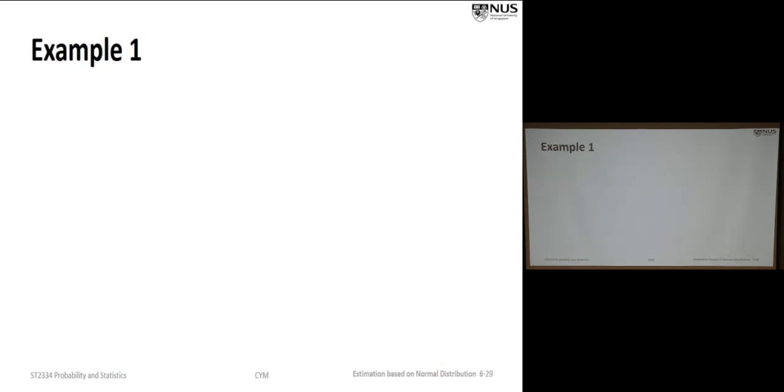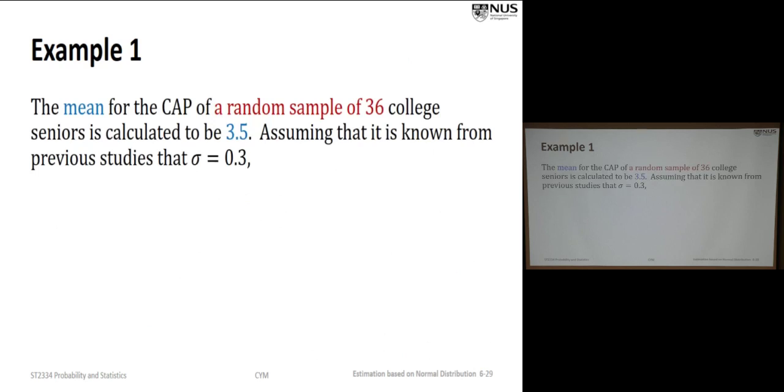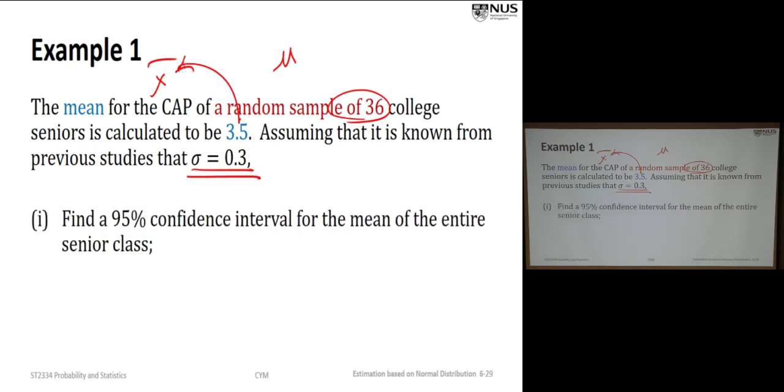Okay, here's an example. I think I can leave the details for you. You just plug in the numbers. But what it means is that if I want to calculate from the sample of 36 the X bar to estimate mu, and sigma is known, so we want to compute the confidence interval.